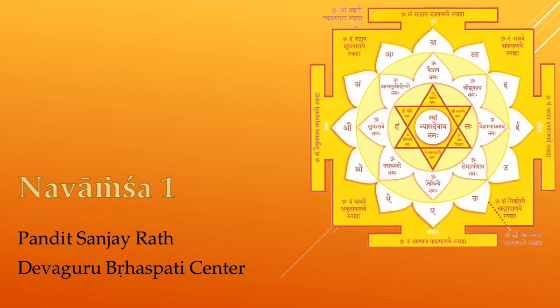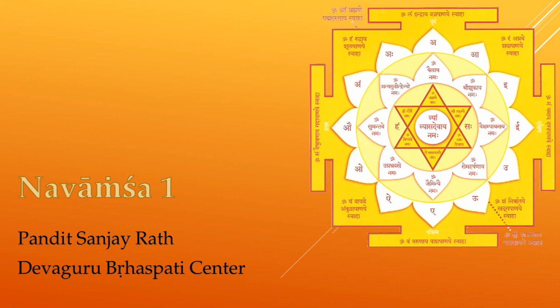Moon was Vargottama. So from the moon's position in the Rashi, I count to the moon's position in the Navāṁśa. How many houses do I get? One. So moon has a direct influence on my personality. Where is the moon? In which sign? Scorpio. In the Navāṁśa, which sign is it in? Scorpio. So count from Scorpio to Scorpio? One. Okay.